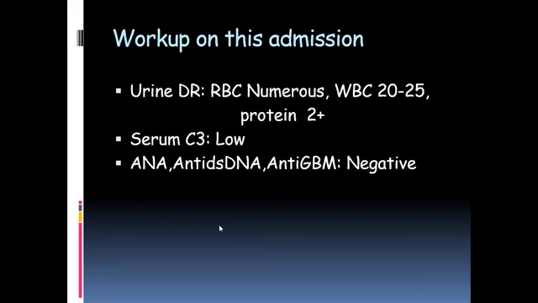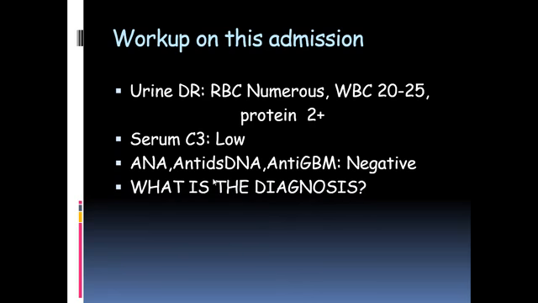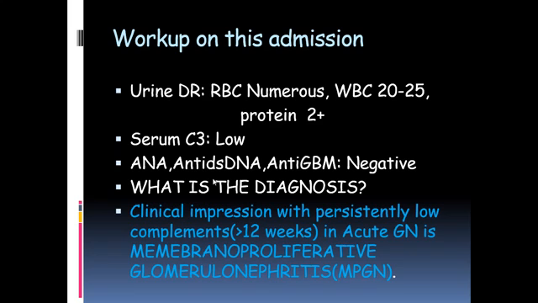But this time when we examined and investigated the child, he again had an active urine sediment in the form of RBCs and WBCs, and the complements were still low. So this is an entity of persistent low complement levels. Lupus serology and the GBM serologies were negative. In the context of persistent low C3 beyond 12 weeks of the initial illness, you consider other entities of low complements, and the common one which turned out in this patient was membranoproliferative glomerulonephritis, that is MPGN.